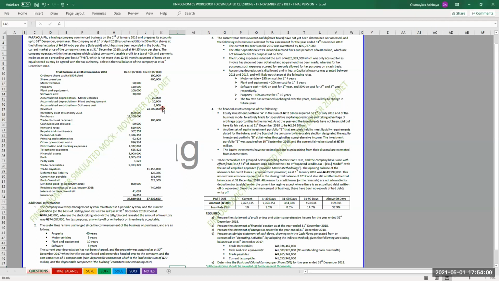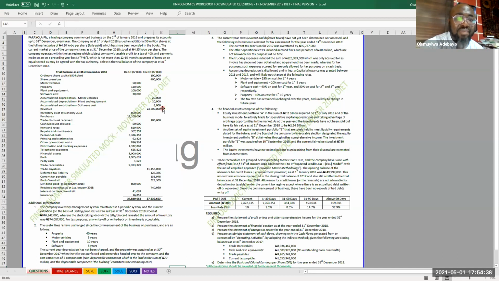I think it has depreciated for 2 years. For 2 years? How do you know that it has depreciated for 2 years? The useful life for motor vehicles is 5 years. And in the accumulated depreciation, we have 20 million, which would have been the portion you take. If you divide the cost of the motor vehicle by five, you have 10 million. What is the cost of the motor vehicle? 50 million. 50 million by five is annual depreciation of 10 million per year.